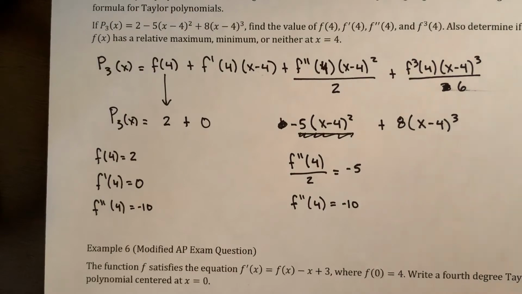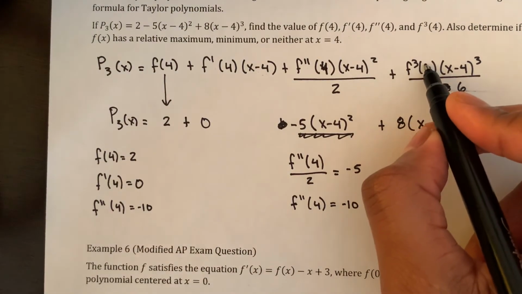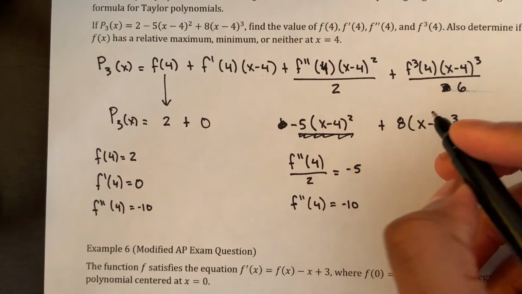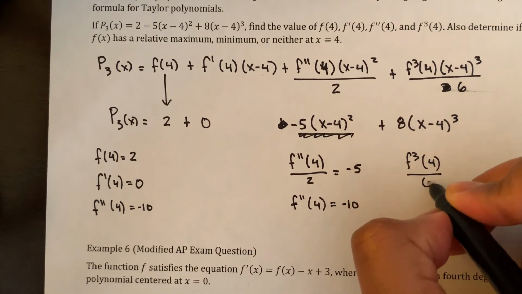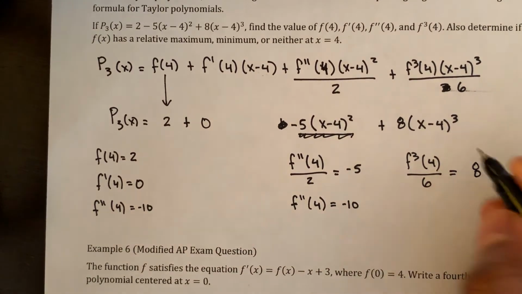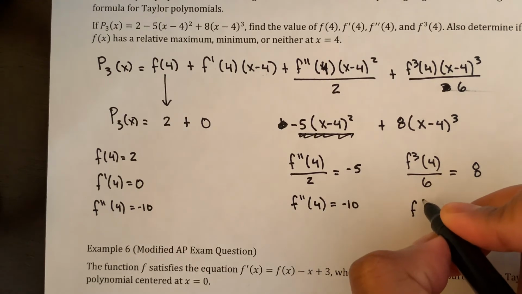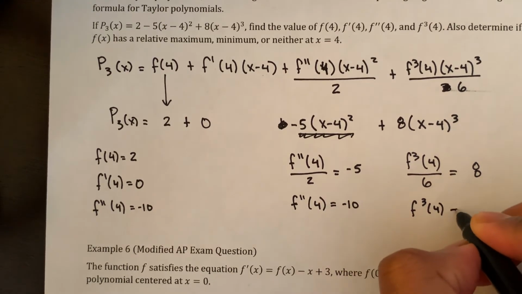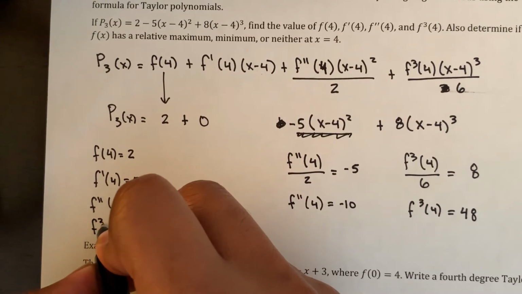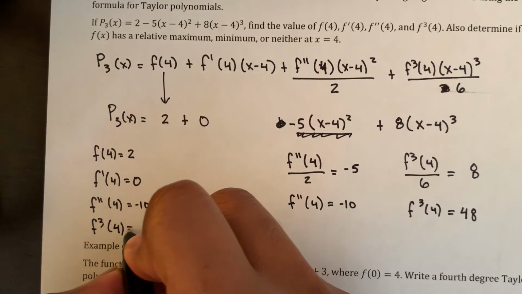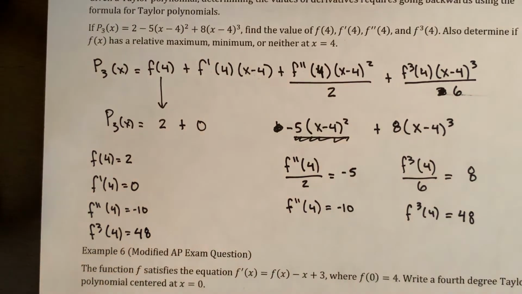And in a similar way, the third derivative at 4 divided by 6 needs to equal 8. So f3 of 4 divided by 6 has to equal 8. Multiply both sides by 6. So the third derivative at 4 is equal to 48. So f3 of 4 is equal to 48.